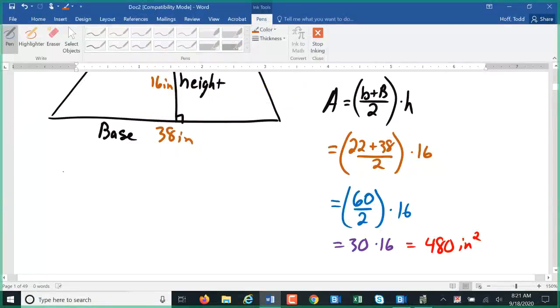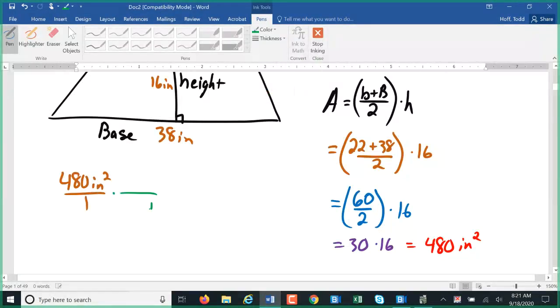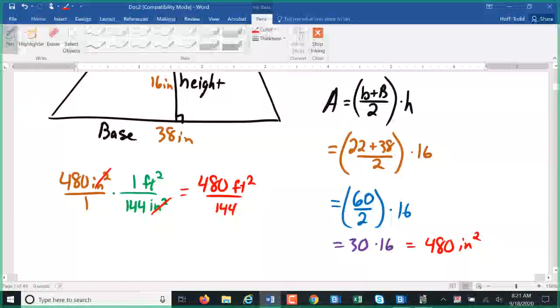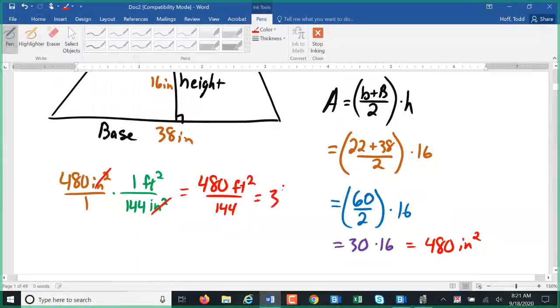If I needed to know square feet, I would do 480 square inches over 1. Square inches on bottom is 144 square inches in 1 square foot. Square inches cancel out. I've got 480 square feet over 144. I divide that out. 480 divided by 144: 3.33 square feet, or 3 1/3 square feet.